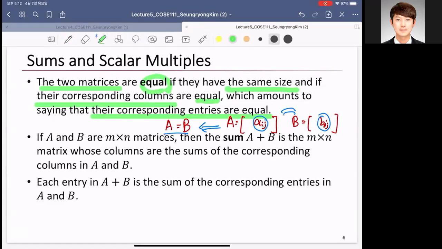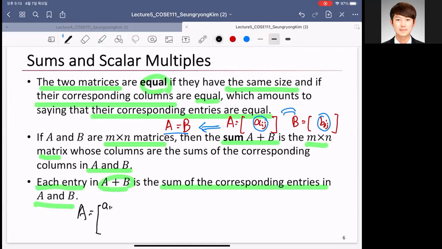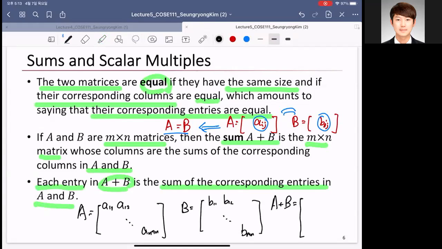One more thing: if matrix A and matrix B are m by n matrices, then the sum A plus B is an m by n matrix whose columns are the sums of the corresponding columns in A and B. In other words, each entry in A plus B is the sum of the corresponding entries in A and B. It's very intuitive. Suppose matrix A has entries A11, A12, up to Amn, and matrix B has B11, B12, up to Bmn. Then A plus B is the sum of the corresponding entries: A11 plus B11, A12 plus B12, and so on, up to Amn plus Bmn.